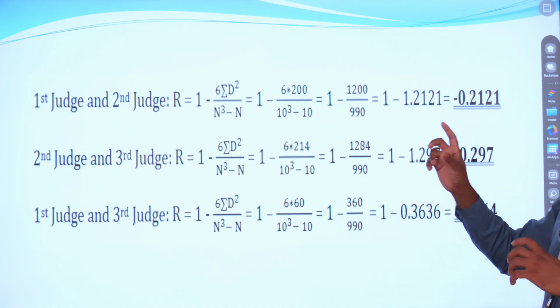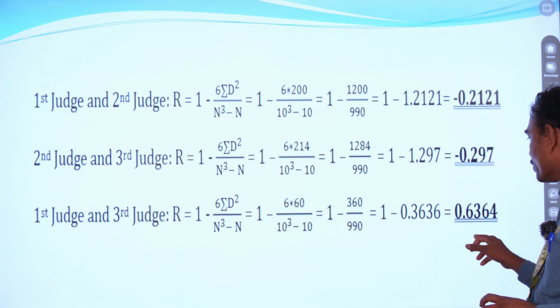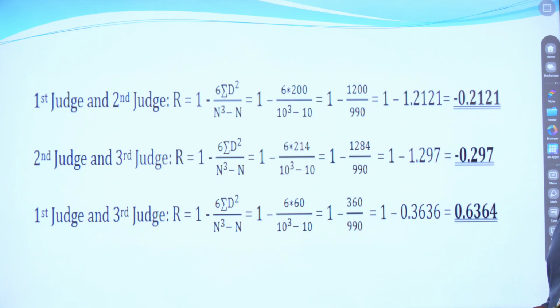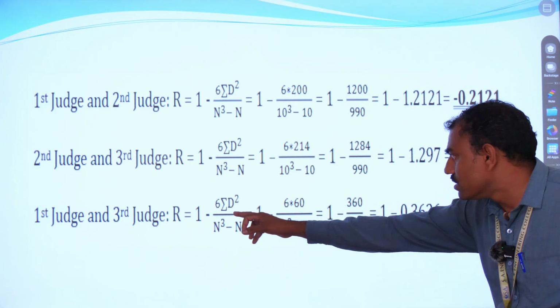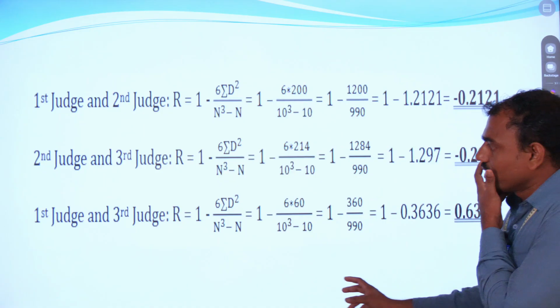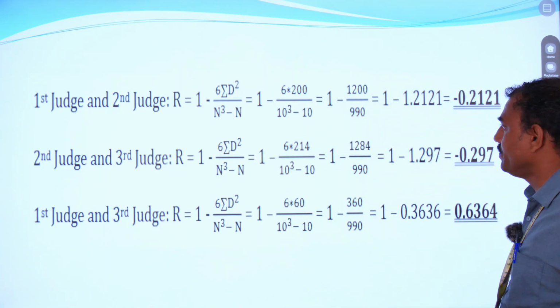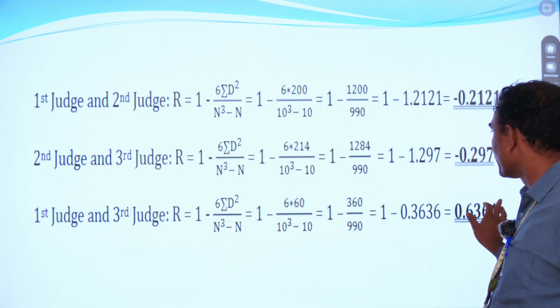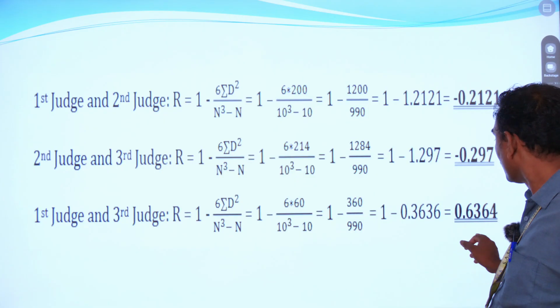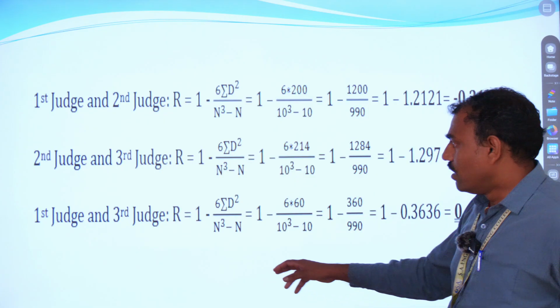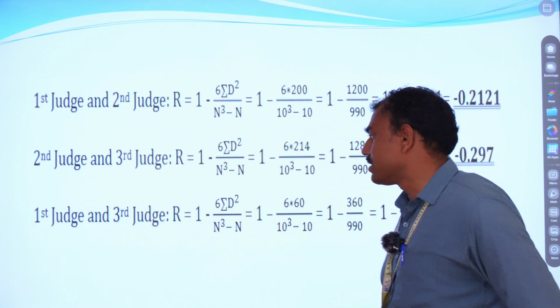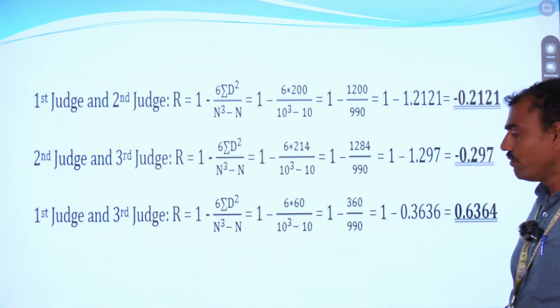This is the positive correlation with the degree equal to 0.6364. So this judgment is the first judge and the third judge are given the common test. Okay, so this one is positively correlated. So the answer is the first judge and third judge are given the same test of purity contest.